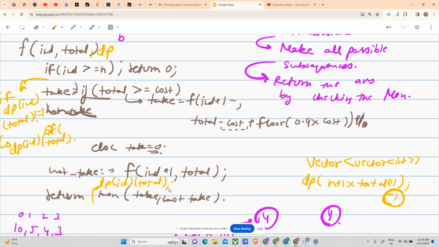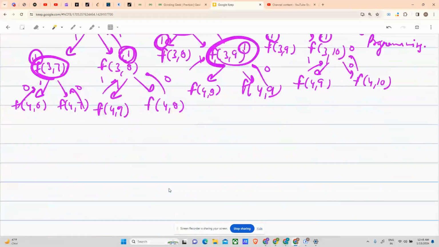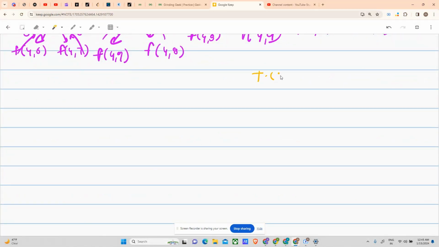This was our algorithm. Analyzing the time complexity and the space complexity, the time complexity of this algorithm would be O of n into total, that is number of days into total money, and space complexity is also the same, O of n into total. Why? Because this time is required to fill up the dp array, and this space is required to make the dp array. Okay, so I think the algorithm was clear to you.